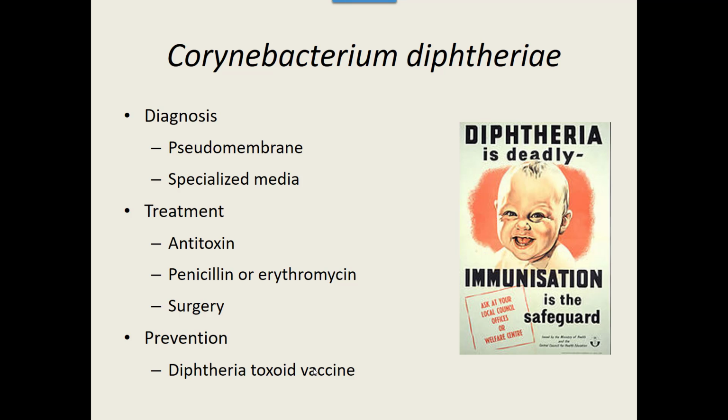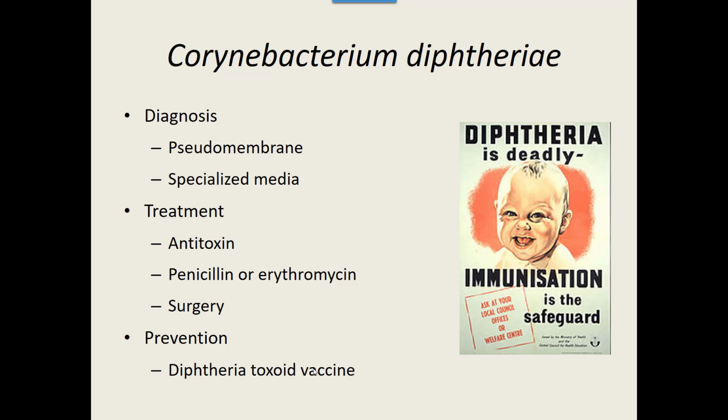Treatment, they're going to give you an antitoxin or an antibody that's going to neutralize the toxin this bacteria makes. They can give you basic penicillin or erythromycin, and if you have a large pseudomembrane, a lot of times they'll do surgery to remove that so you don't have any blockage for breathing.